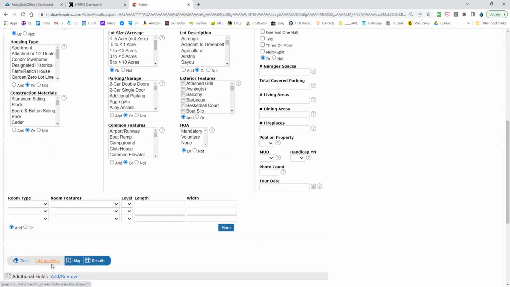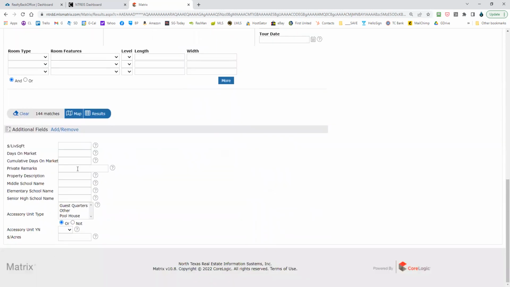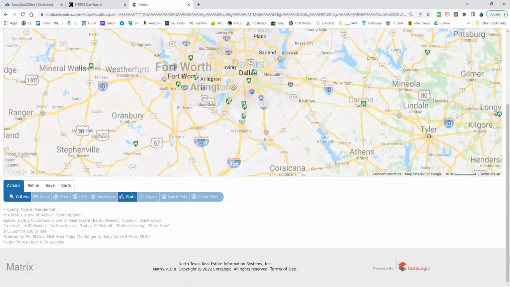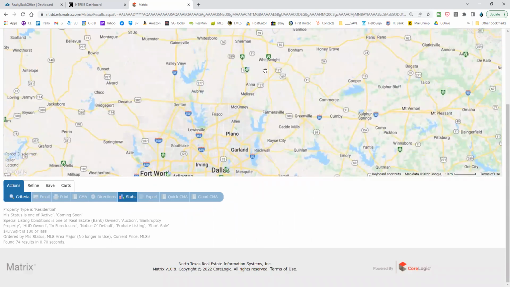And now I went to 144 matches. All right, add my 130 minimum, and now I'm at 74, and now I can really look at, okay, these have a good chance of being a good deal.